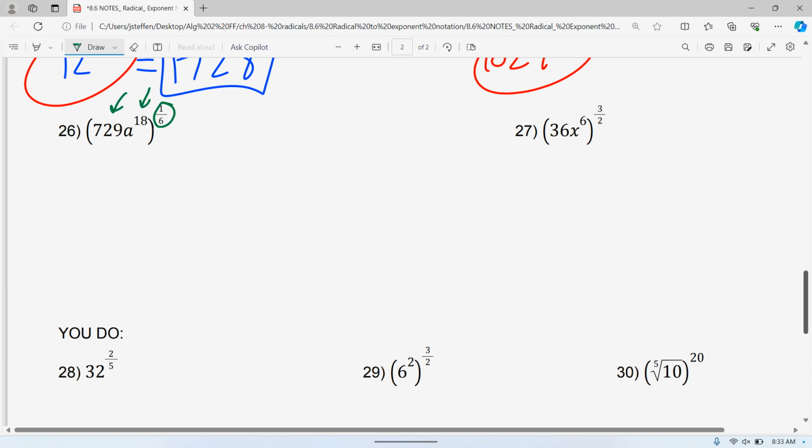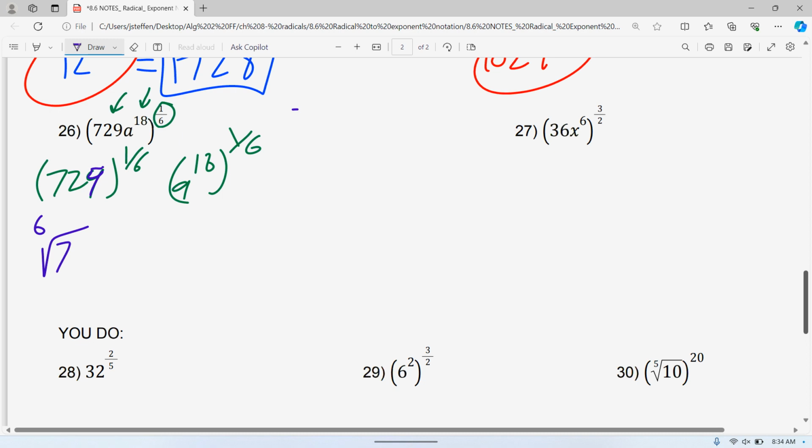That's one of those exponent properties you guys should remember, or you should have done from Algebra 1. I'm not saying you should actually remember it. You should have seen it before. So that is 729 to the 1/6, and a to the 18 to the 1/6. Once you have that, you simplify both of those. The sixth root of 729, you can use your calculator if you need to, or you can use the exponent list. Doesn't make any difference.